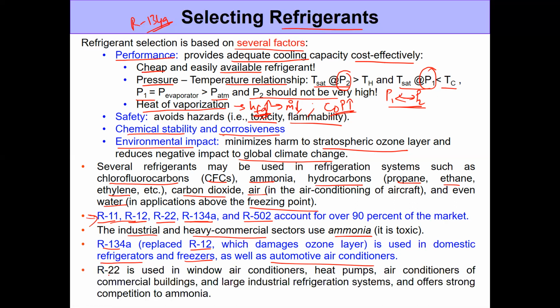When we talk about window air conditioners, we use a different kind of refrigerant. It's R22, which is a chlorofluorocarbon, right? It's not as bad as the CFCs. It does not damage the ozone layer, but it has its own issues. But again, it is really beneficial in terms of performance. So it is used in all window air conditioners, even now, right? Even what's sold in the market. And it's used in heat pumps and basically large industrial refrigeration systems as well. So it's another very favorable refrigerant.